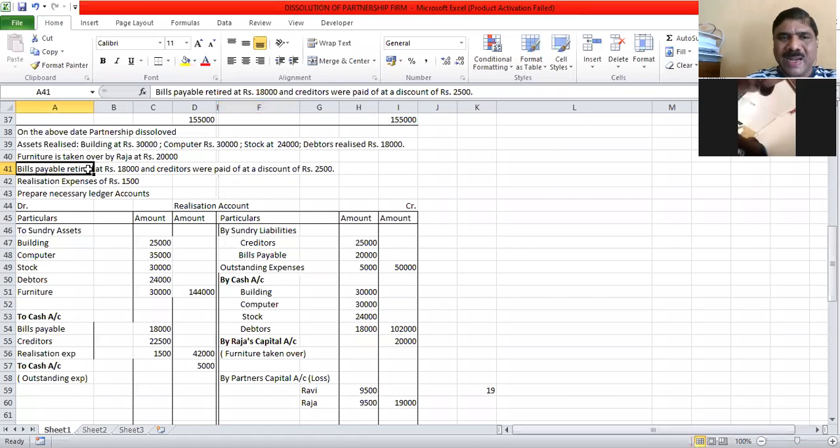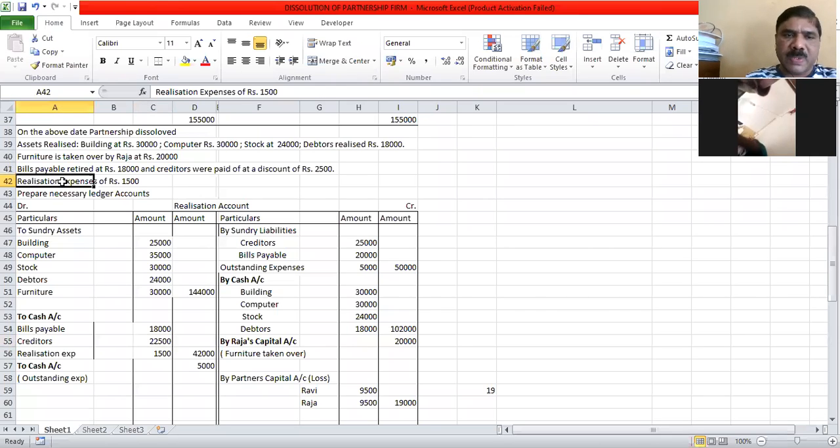Bills payable retired. We studied retirement of a bill in the bill of exchange. That means paying the bill before the due date. That is why the drawer is accepting 18,000 instead of 20,000. The 18,000 is paid to the drawer for the bill, and creditors will be paid at a discount of 2,500. That means 25,000 minus 2,500, 22,500.